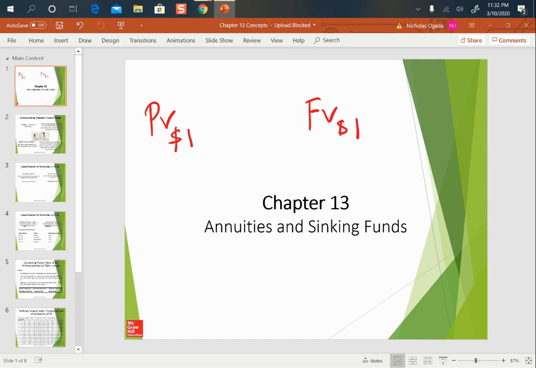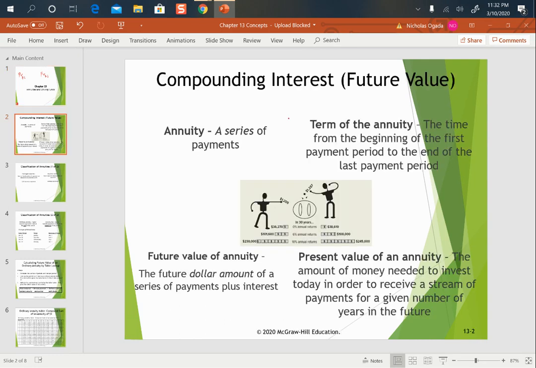In this chapter, what we're going to try to do is to look at a series of payments. That's what we call the annuities. And the term of the annuity will be from the beginning of the first payment to the end of the last payment. That becomes the term of that annuity. And the reasoning will be the same as what we did in our previous chapter: we try to determine the future value or the present value of this series of payments.